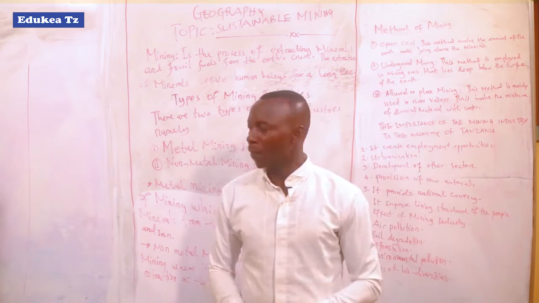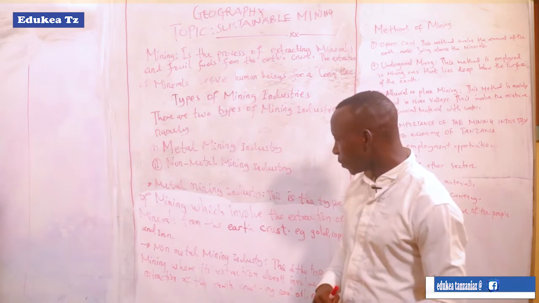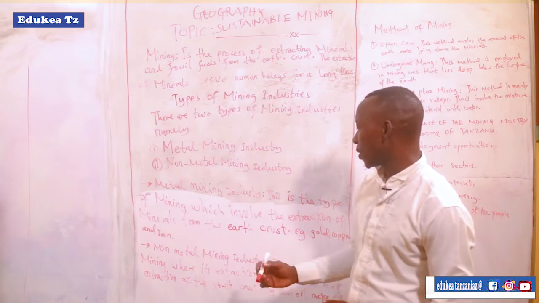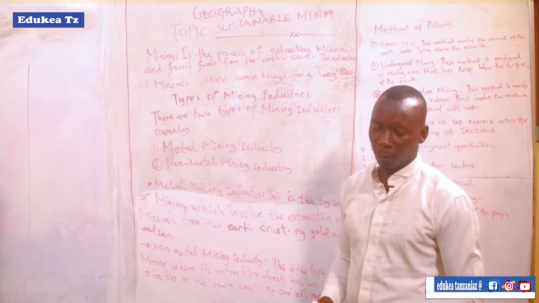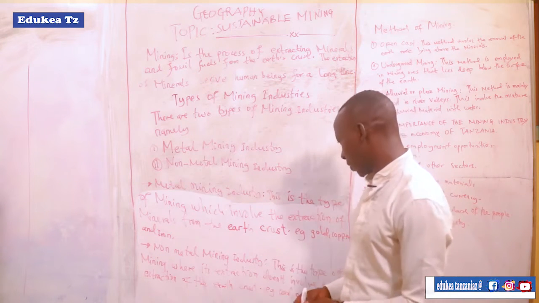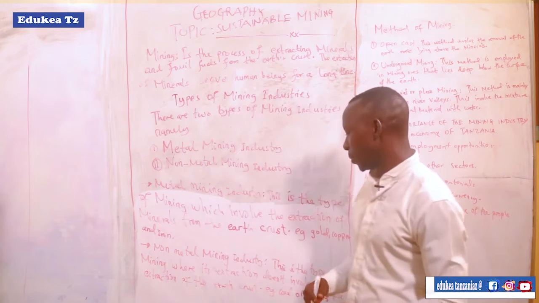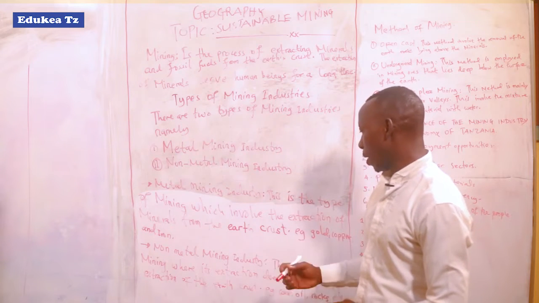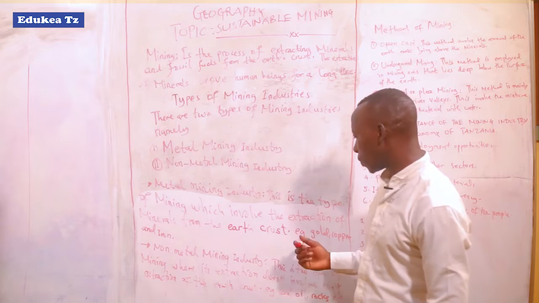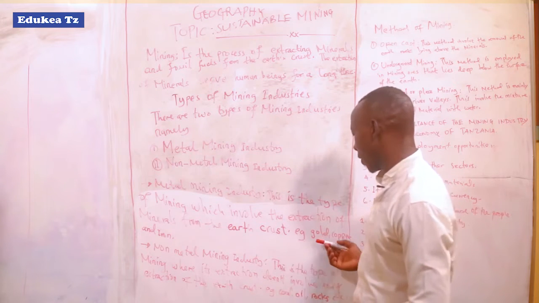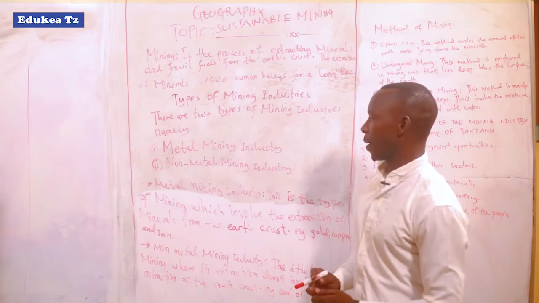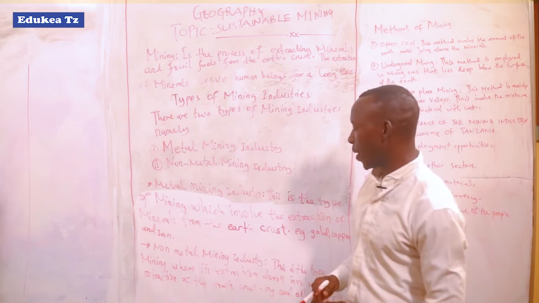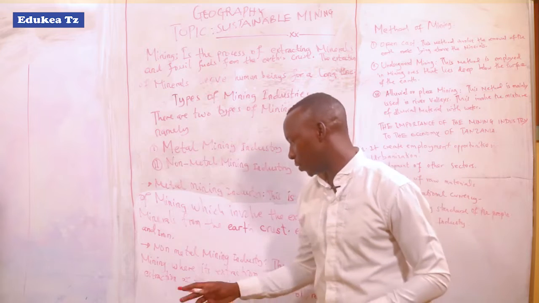This metal mining industry involves extraction from the earth's crust because the materials are found under the ground. So we shall see the different methods which are used to extract minerals from the ground, and by using those methods we can extract minerals and get these types of mining industry.